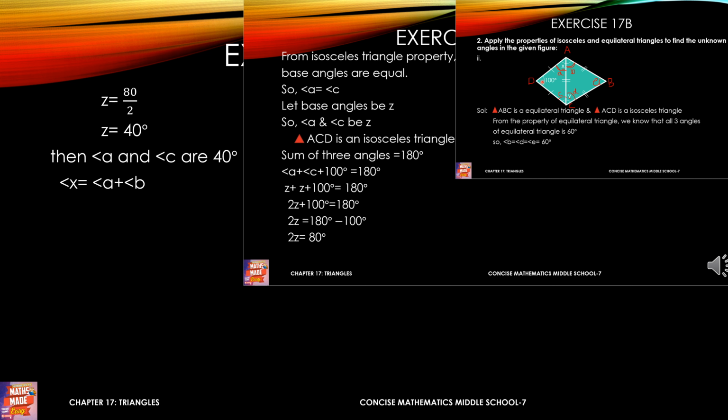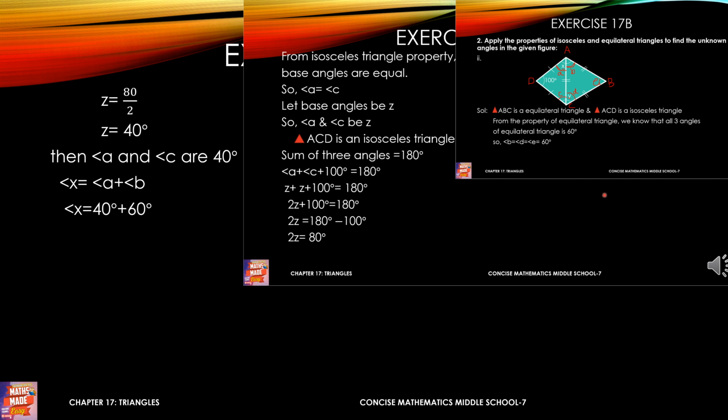Now we need to find the angle X, that is this complete angle. For getting this complete angle, we need to add angle A plus angle B, right? So we know the value of angle A as well as angle B. Just replace those values. Angle A is 40 degrees, right? 40 degrees. We know Z, what is Z? Angle A and angle C. That means angle A value is also 40 and angle C is also 40.